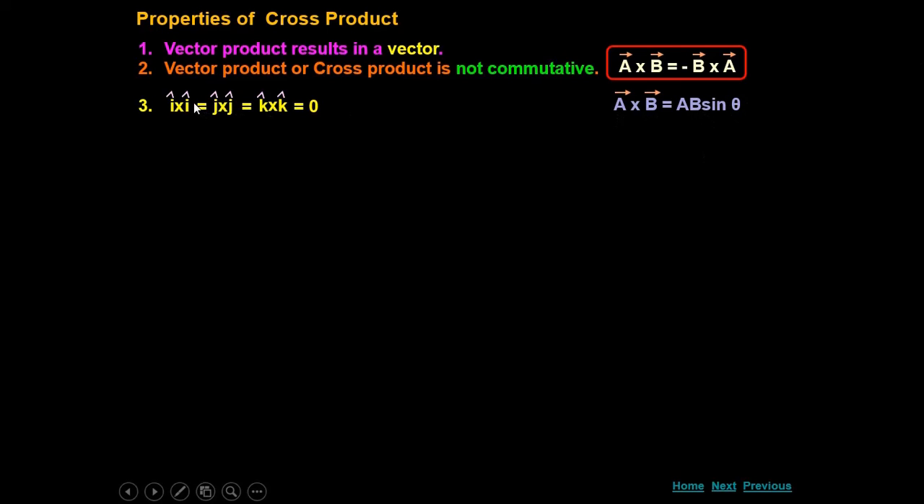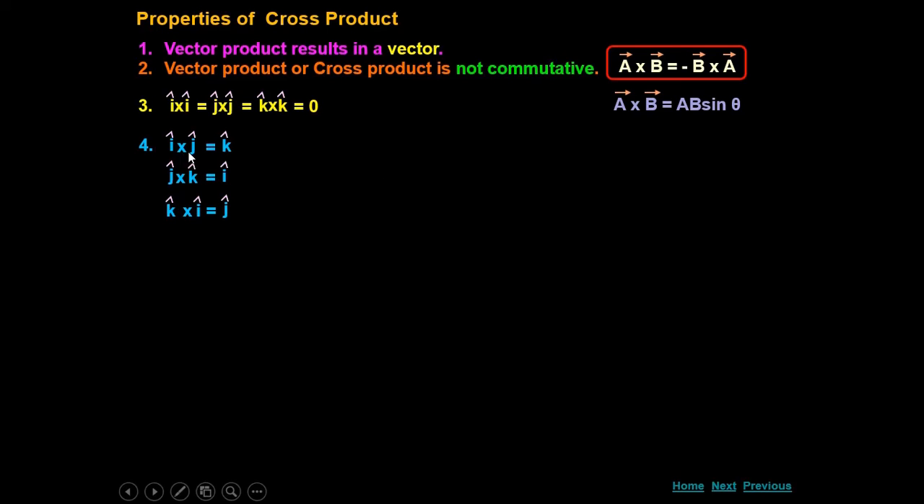It is just because both unit vectors are along the x axis. Both are in the same direction. The angle between these two vectors, i vector and i vector, is 0. Hence you get a cross b equals 0. That is, i cap cross i cap is equal to 0. Similarly, j cross j and k cross k are also equal to 0.